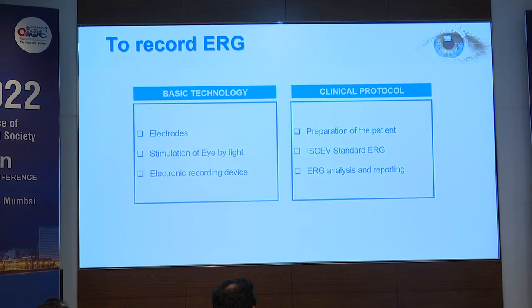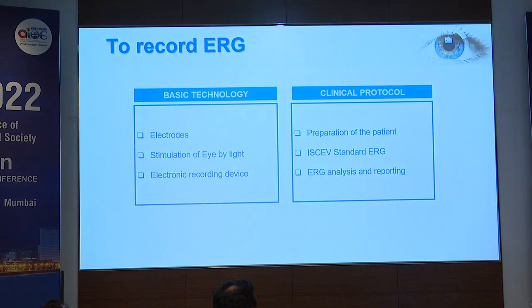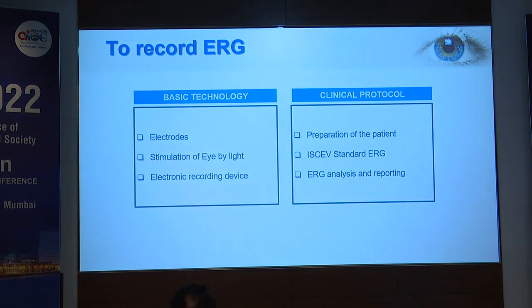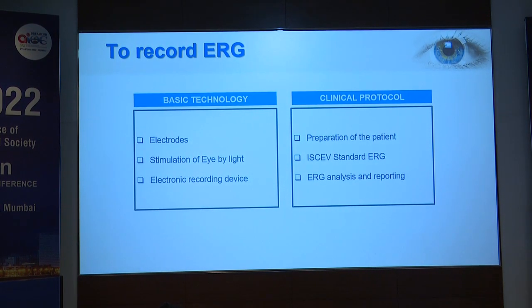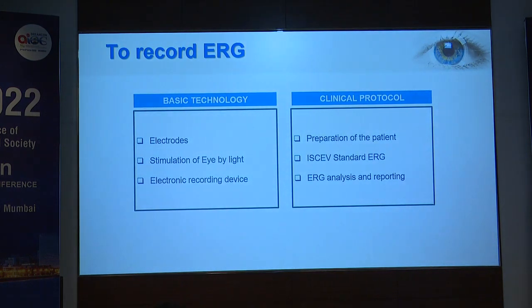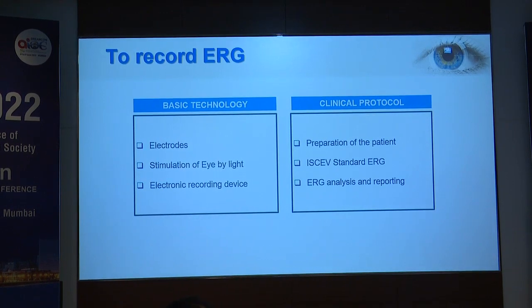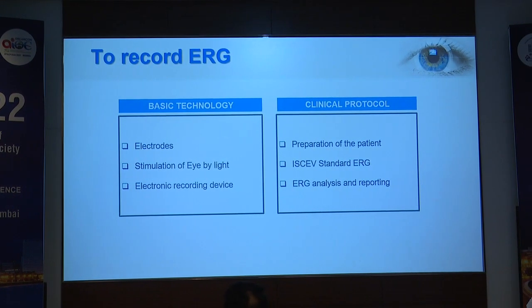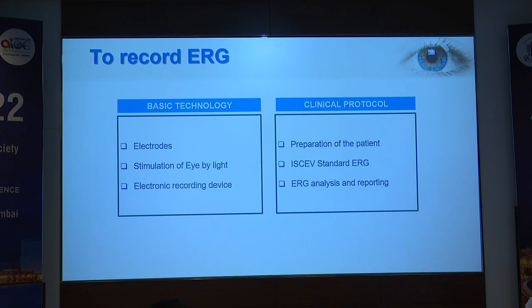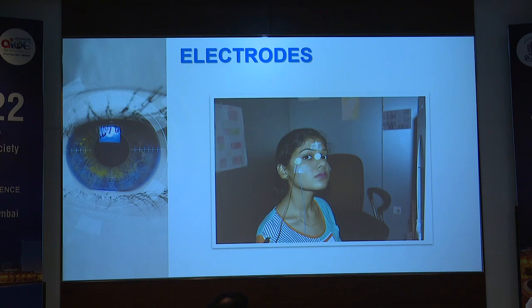Now, to record an ERG, it's important that we understand two important factors. Number one, the basic technology, and second, the clinical protocol. The basic technology includes understanding the electrodes that we use, the stimulation of eye by the light, and the electronic recording devices. The clinical protocol includes preparation of the patient, understanding the ISCEV standard ERG, and finally, the analysis and the reporting of the ERG.